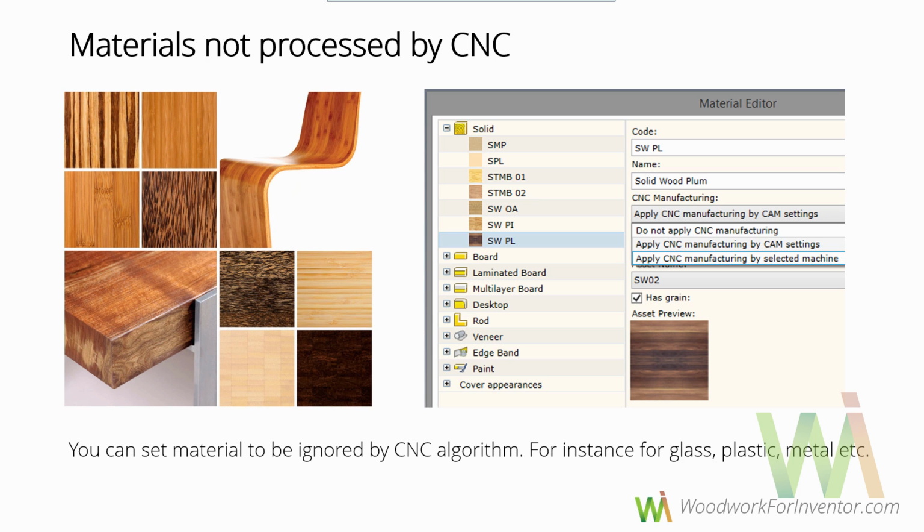So what is the improvement of the 7th version of Woodwork? We have a special option in the material editor, as you can see on the right, and it allows you to say that this part is not processed by a CNC machine, and that's it. Because this part can be made from some special kind of material, for instance, let's say a bent plastic, and this bent plastic piece is made on another CNC machine.